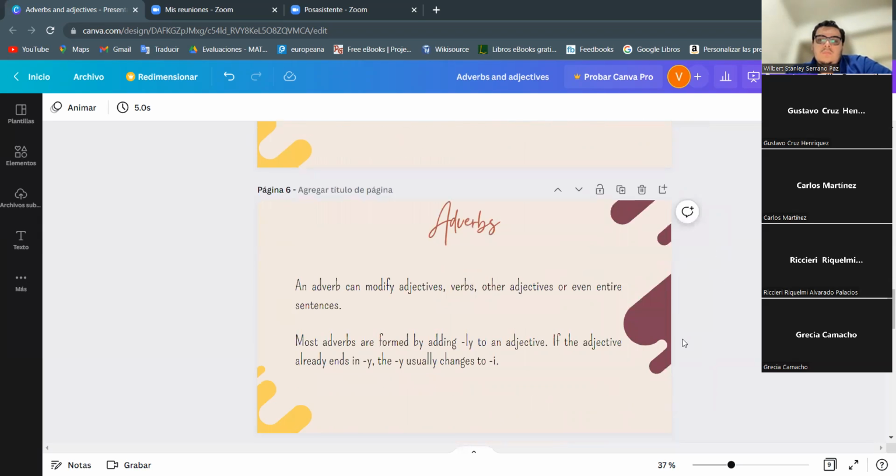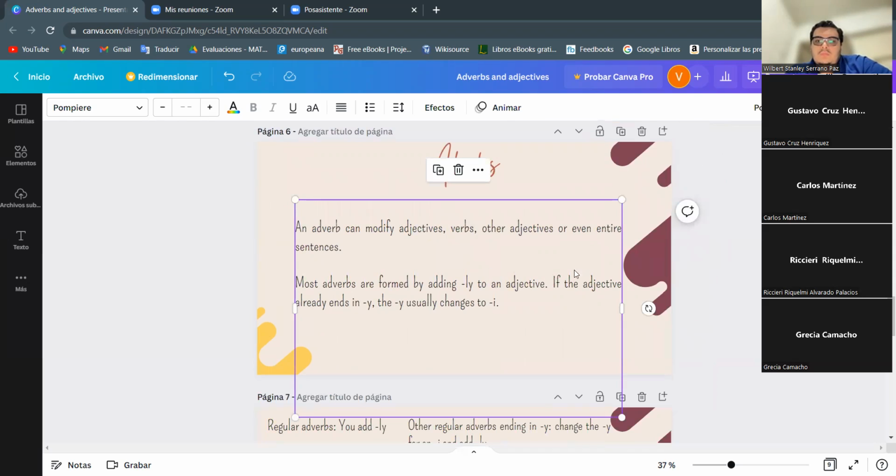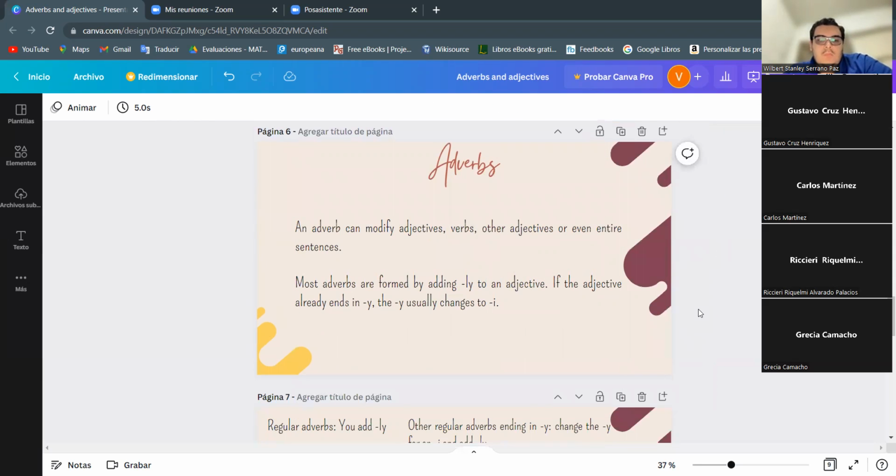So let's see. Adverbs. Wilbur, can you help us reading this, please? An adverb can modify adjectives, verbs, other adverbs, or even entire sentences. Most adverbs are formed by adding ly to an adjective. If the adjective already ends in y, the y usually changes to i. Great, good job. Nice reading.